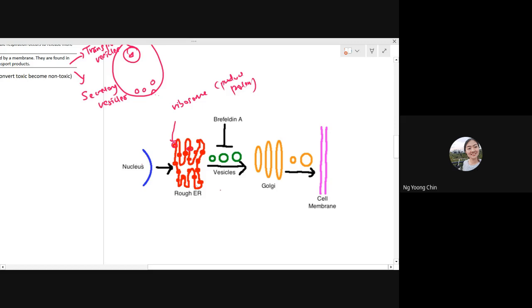But between the rough endoplasmic reticulum and the Golgi, there is a space between them. See, here is a space. So how do they transport protein? They will transport protein in this vesicle. So this vesicle we call the transport vesicle because they help to carry the protein from the rough endoplasmic reticulum and then reach the Golgi apparatus. So this we know as transport vesicle.